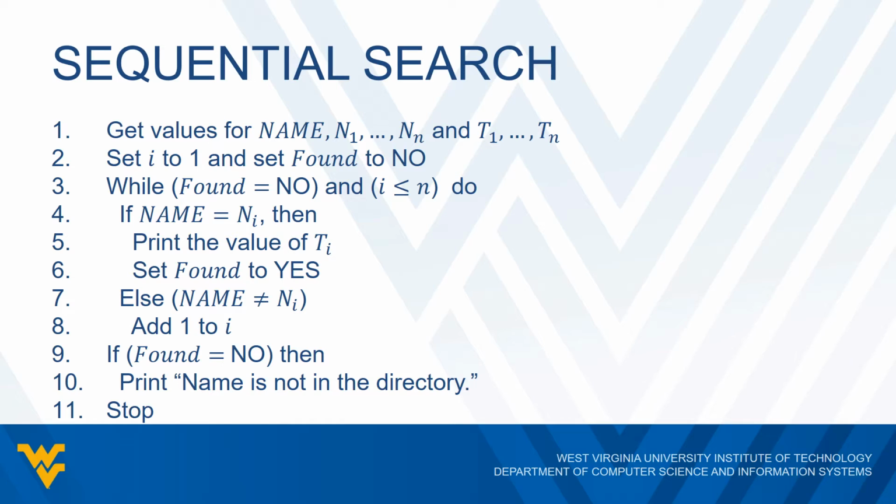And as long as we haven't found the name, and i in this case, which is our counting variable, is less than n, we'll check to see if name equals name i. If so, we'll print the telephone number associated with it, and we'll set found to yes. If we haven't found the name at that particular spot, then we add 1 to i and move to the next name in the list. We just keep doing this until we either get to the end of the list or we have found the person. And if we haven't found the person, then we'll print that the name was not in the directory.